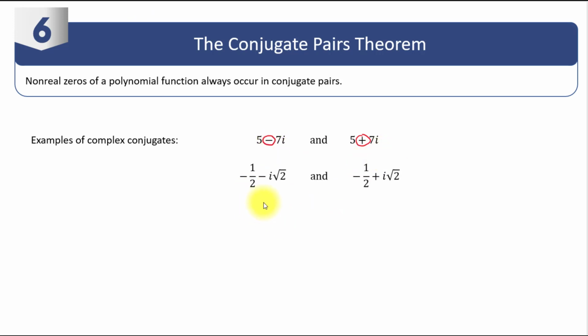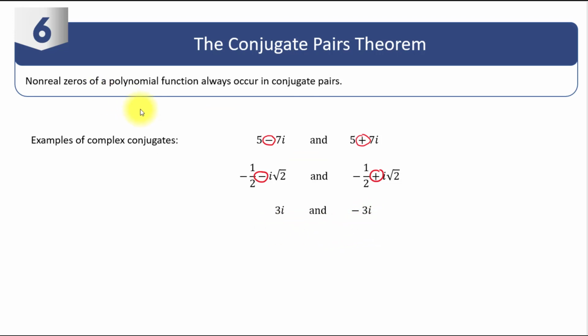Here's another example. If one complex number is negative 1/2 minus i square root of 2, then its conjugate is negative 1/2 plus i square root of 2. So again, notice that the only difference is the sign in front of the imaginary part. And here's the last example. This is a complex number that does not have a real part, just the imaginary part. 3i and negative 3i. These are complex conjugates.